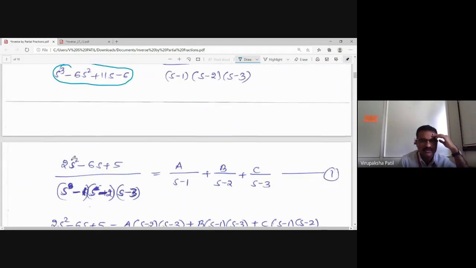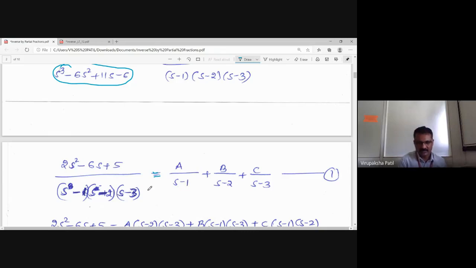So consider this. You can write this one as 2s square minus 6s plus 5 as it is, divided by s minus 1 into s minus 2 into s minus 3. This is equal to A divided by s minus 1 plus B divided by s minus 2 plus C divided by s minus 3. Or if you want, you can interchange these factors, no issues. But when you interchange these factors, the A, B, C values will be interchanged.